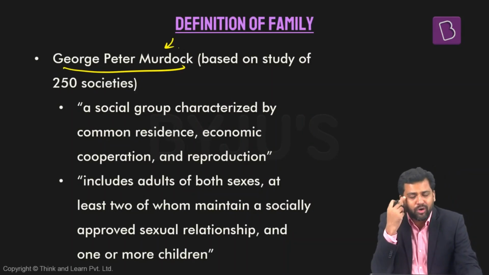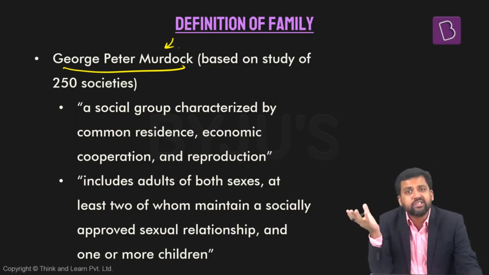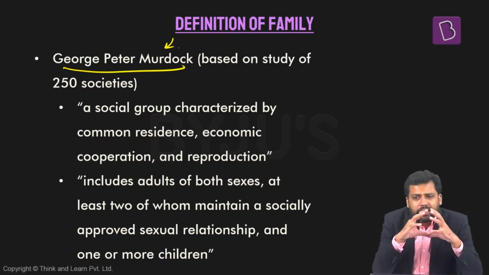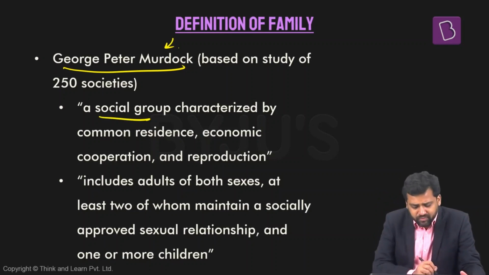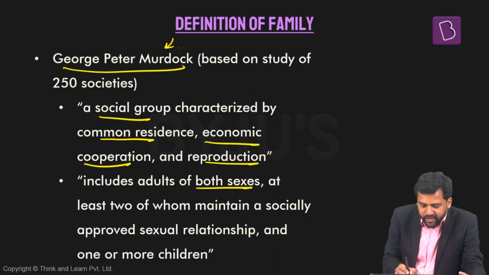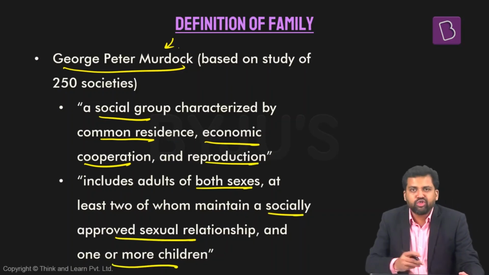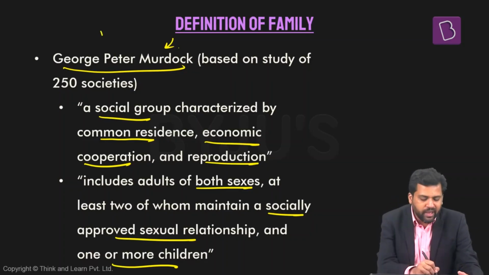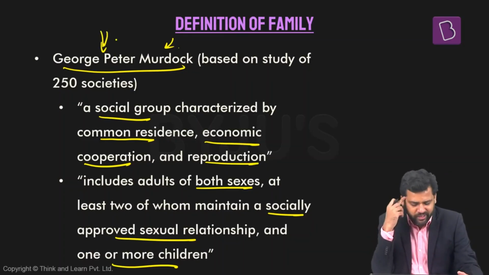Now, the definition that I'm going to talk about is based on a sociologist's study of around 250 different societies. He studied developed societies, emerging societies, underdeveloped societies, and tribal societies, and from that he came up with the definition of family. A family is a social group characterized by common residence, economic cooperation, and reproduction. It includes adults of both sexes, at least two of whom maintain a socially approved sexual relationship, and they have one or more children. This is the formal definition of family based on observation in more than 250 societies. Let's look at each of these things one by one.